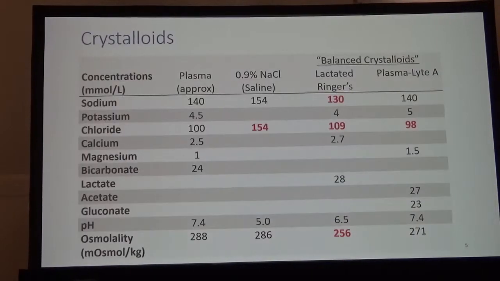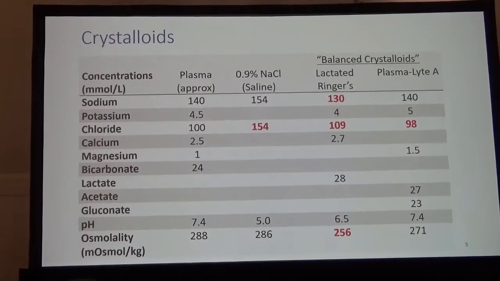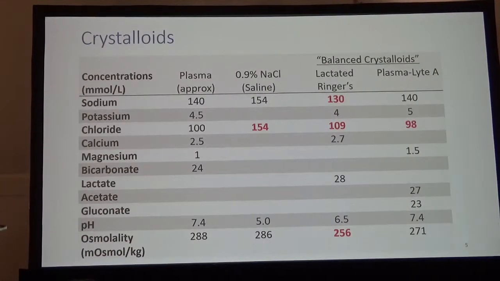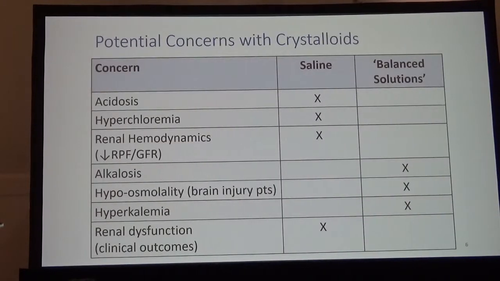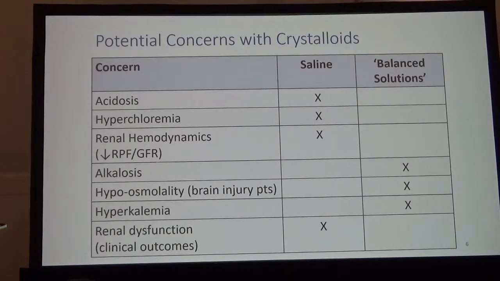The balanced crystalloids can be broken down into basically two categories: lactated ringers, or these newer solutions, plasma-like normosol. So here are the basic crystalloids available to us today in most of our hospitals. So, sorry about that. Where do you go back?